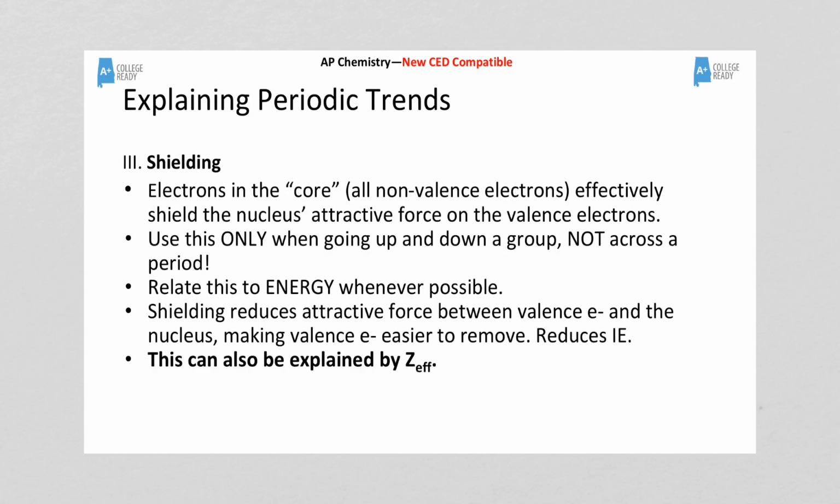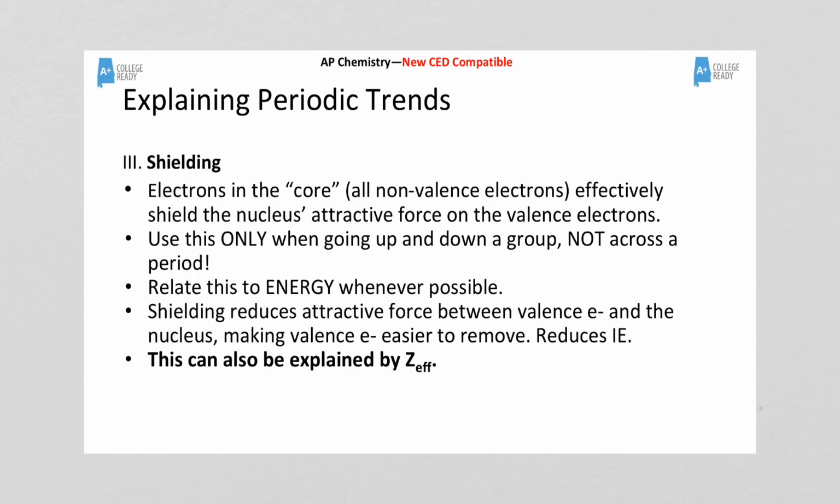Now, shielding. I really don't use this term with my students. What it's really saying is that the electrons that are not valence, we call them core electrons, are basically blocking, or shielding, is the term, the attractive force that's coming from the nucleus. So everything that's closer to the nucleus is getting that attractive force more so than anything outside the core electrons, like valence electrons, which are not as attracted.